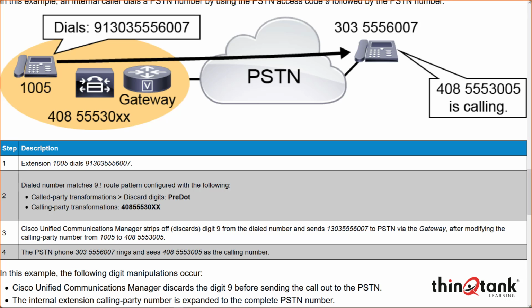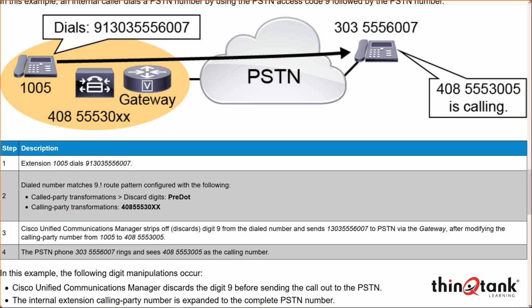So we want to do the pre-dot discard. Within the pattern itself, we do the manipulation. Within the route pattern configuration, we do the called party manipulation. We say, okay, discard digits, anything pre-dot, and then the calling party transformation is to say, take the last 2 digits of the extension and prepend them with 408-555-30.